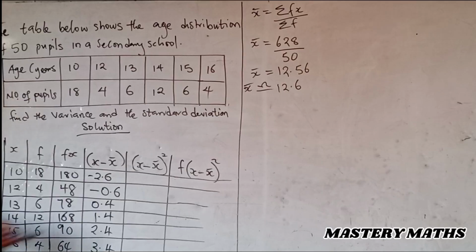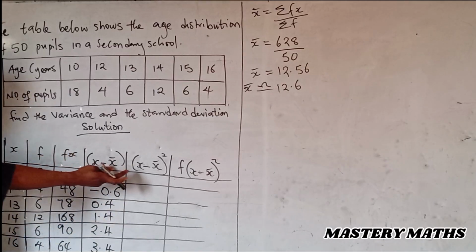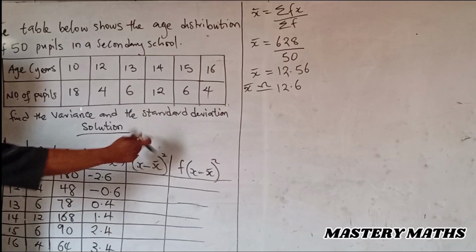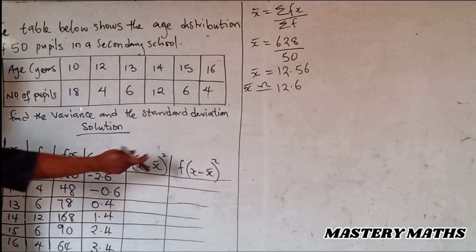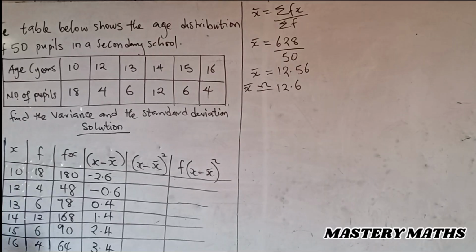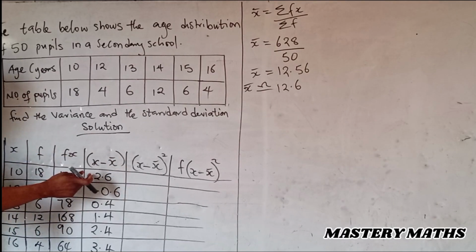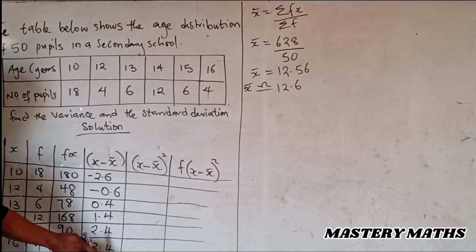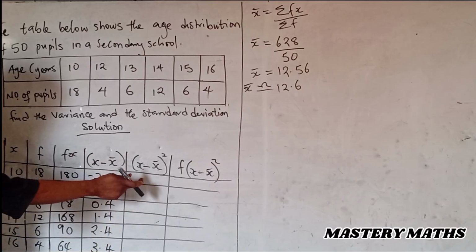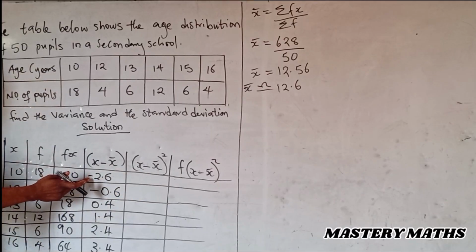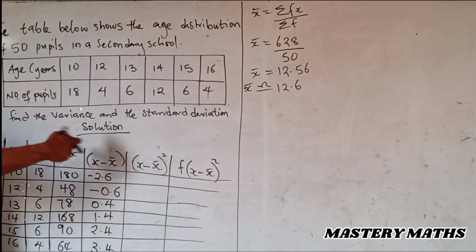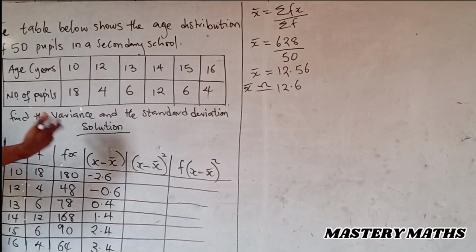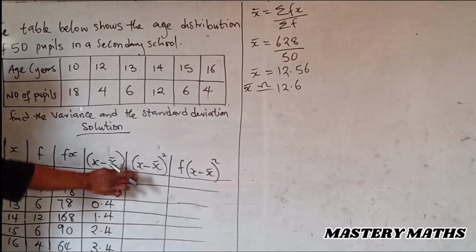So what is remaining now? We have the other tables. Now look at the other table here. We have your given value minus the mean, all squared. It means that we'll square the answers of these values you're seeing here. After you've gotten the answer, you place it here. How? It means that it will be minus 2.6 times minus 2.6, minus 0.6 times minus 0.6. It will multiply itself twice. Then the answer goes here.